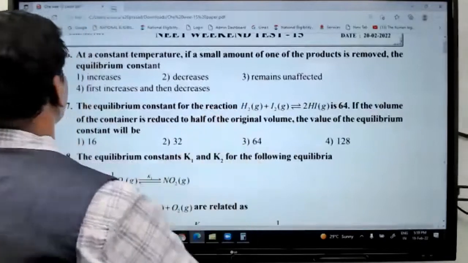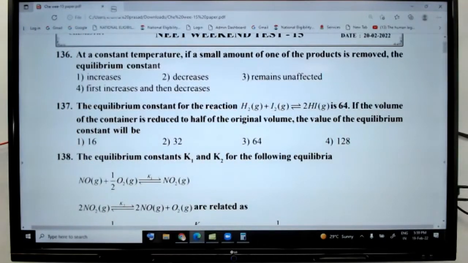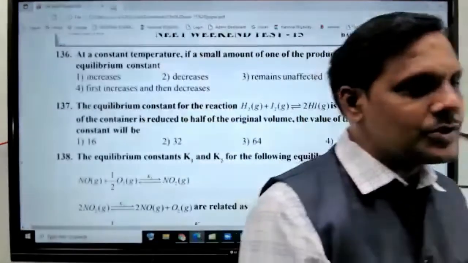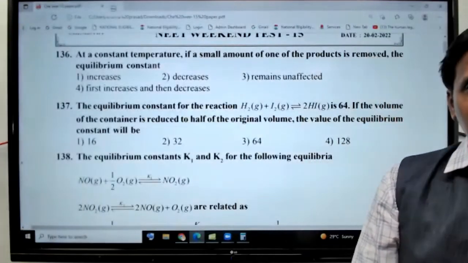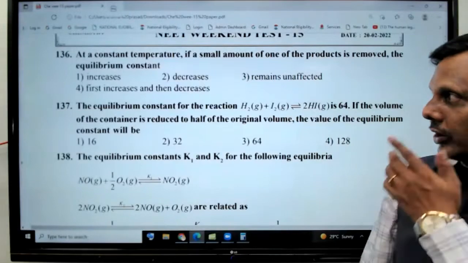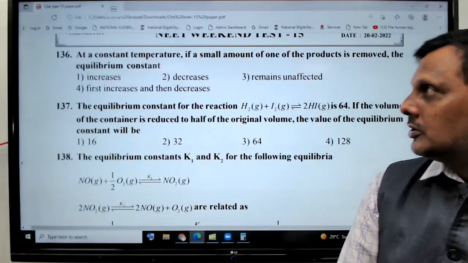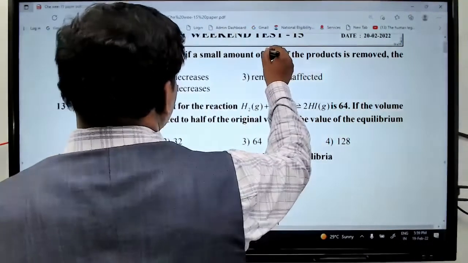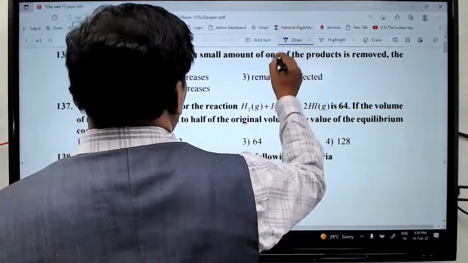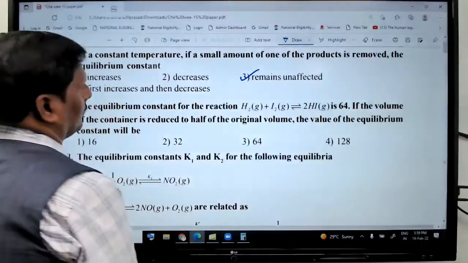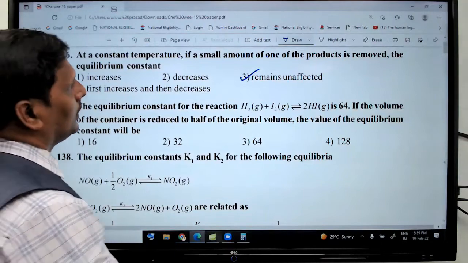Question number 136. At constant temperature, if a small amount of one of the products is removed, the equilibrium constant is... For your information, the equilibrium constant depends upon the mode of the chemical equation and temperature. So the amount removed is independent. So the answer to 136 is: remains unaffected. Right? Next.